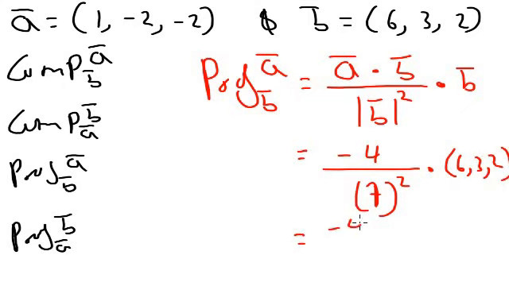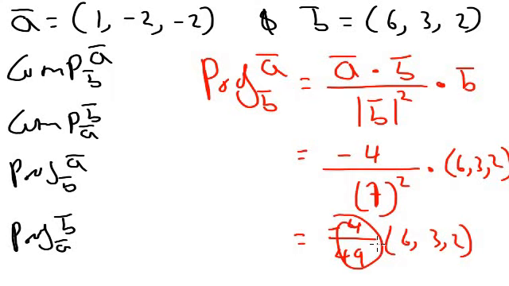So that will be -4 all divided by 49, then multiplied by 6, 3, and 2. If you want, you can distribute this scalar to each of these components respectively, and if you don't want, you can just leave it like that. Your lecturer or teacher should mark it that way. And that is it. I will give the last one to you as well.